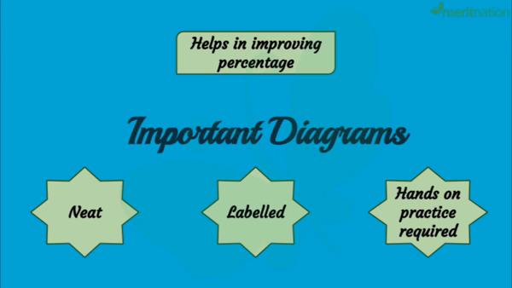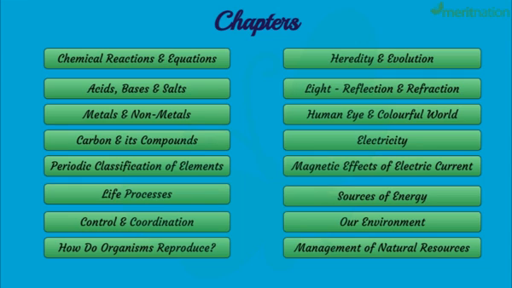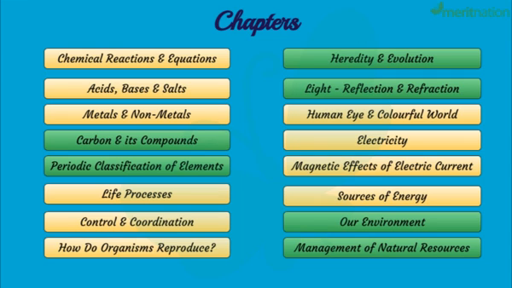In science, there are a total of 16 chapters, out of which there are 10 chapters from which you can expect diagram-based questions. Let us take these 10 chapters one by one and see what the important diagrams in them are.